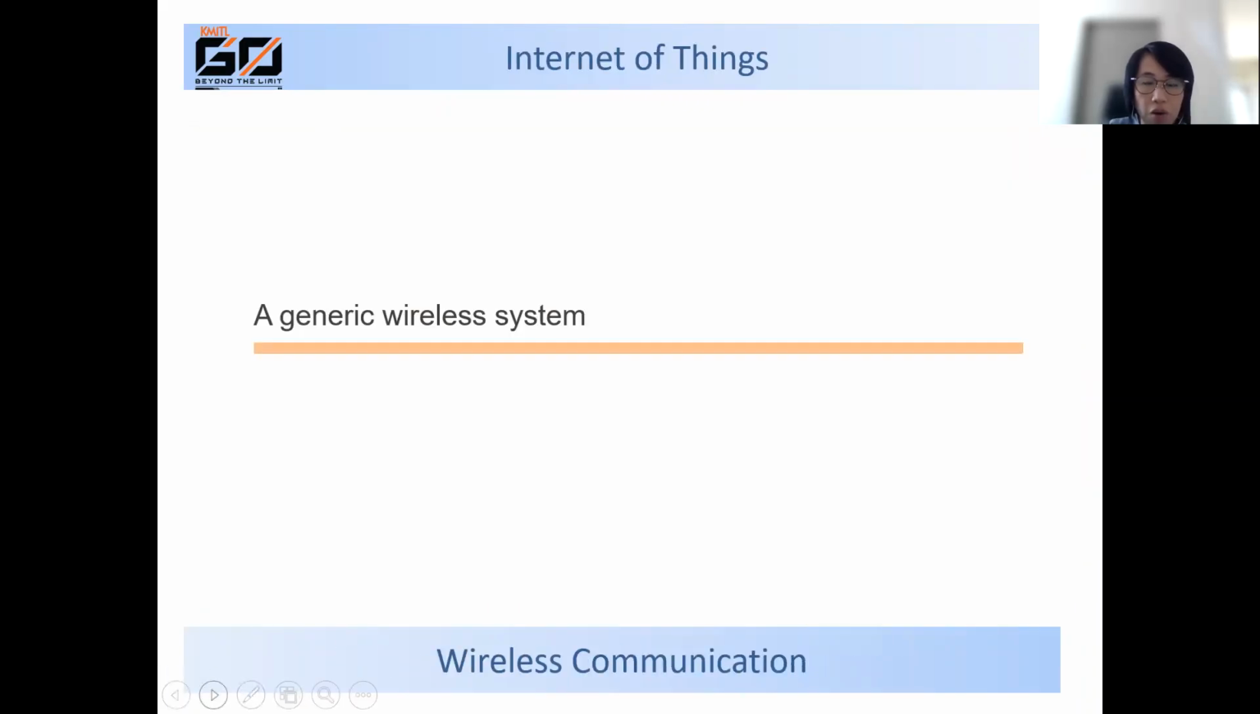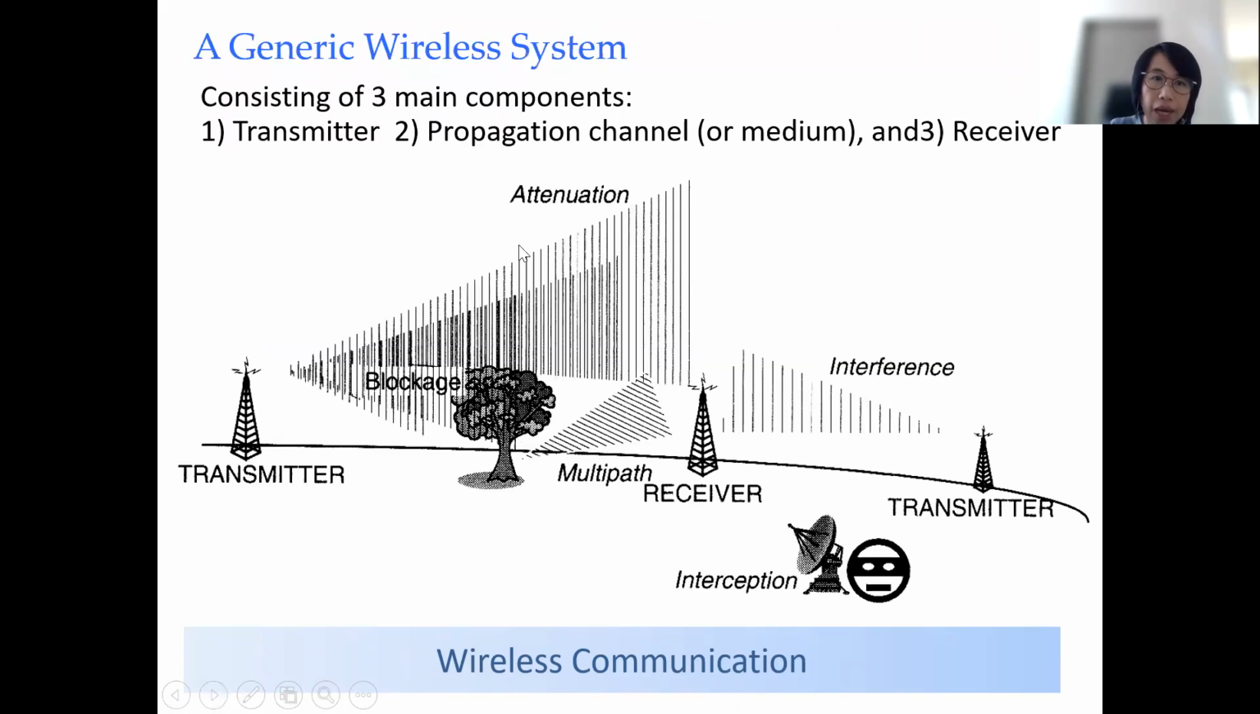Okay, so before we go through the concept of frequency hopping, let's understand a little bit about the impairment of the wireless communication. Okay, for wireless communication and the system, how does it work? How many components are there? So actually it's the same as the general communication.